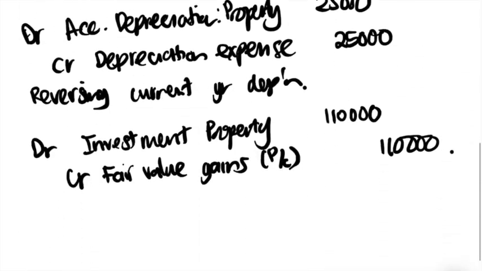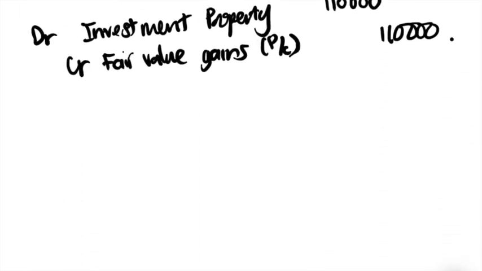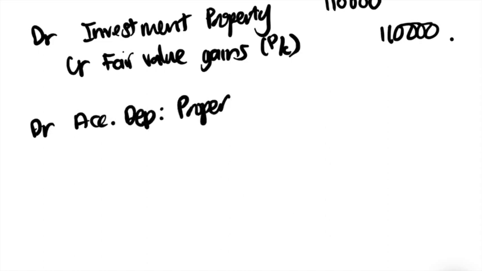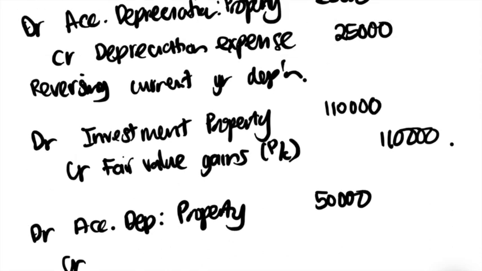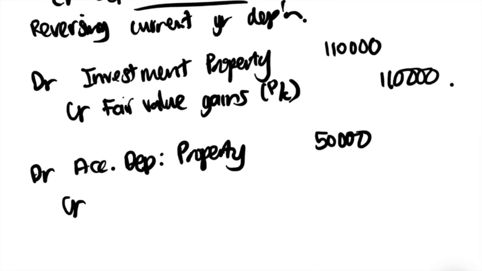So now let's go and do a reversal for that depreciation. Okay, so we would have credited our accumulated depreciation. So we now have to debit our accumulated depreciation on the property with 50,000. And what do we credit? In our first journal entry, we credited a depreciation expense, but this is depreciation relating to the prior year, so we can't credit depreciation expense. Depreciation expense would have been closed off to our retained earnings, so we go and credit our retained earnings.